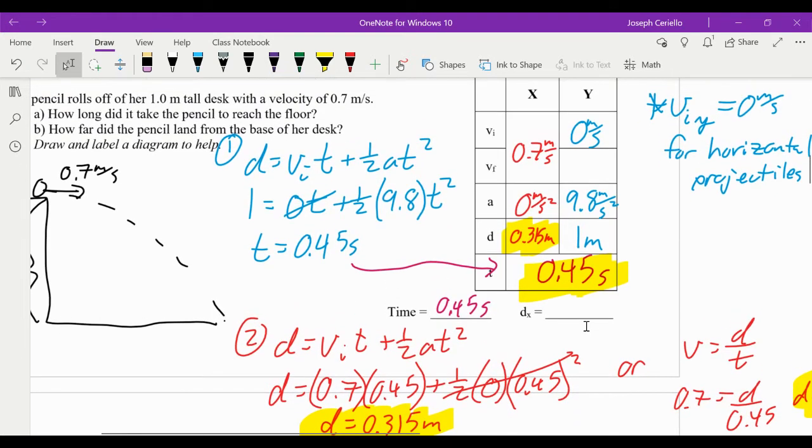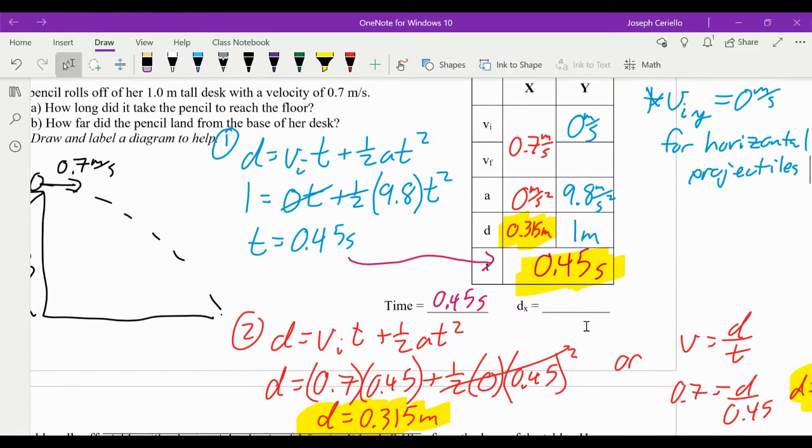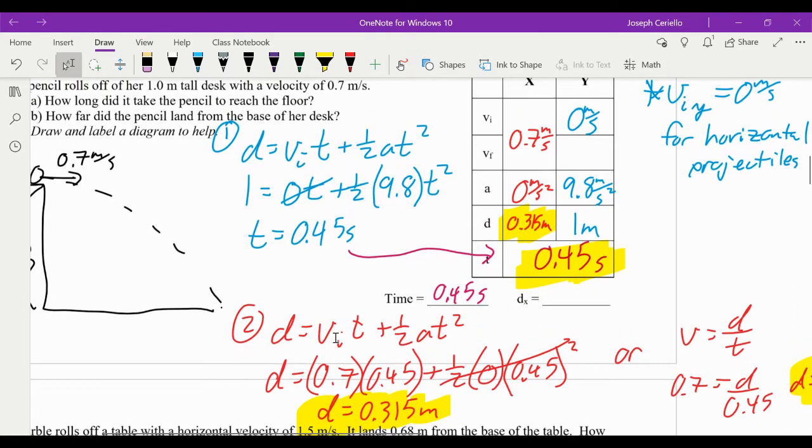Next, I need to find my horizontal distance. So I can use the same exact equation, but use my horizontal values. My initial x velocity is 0.7. Okay, it's my initial and my final. My time is 0.45, and my acceleration is 0 in the x direction, so I can get 0.315 meters. Let me just throw that in onto the line here, 0.315 meters.